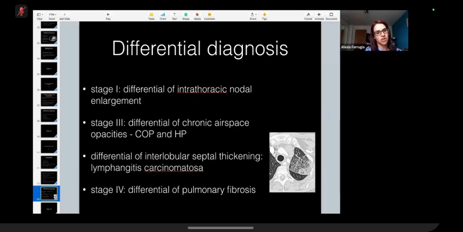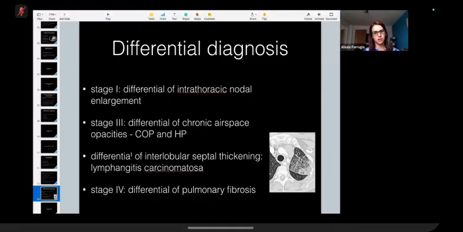With stage 3 sarcoidosis, that involves just the lung parenchyma with no significant intrathoracic lymph node enlargement. And the differential of that would be cryptogenic organizing pneumonia because there's involvement of the lung parenchyma, and also hypersensitivity pneumonitis, which we'll see an example of soon.